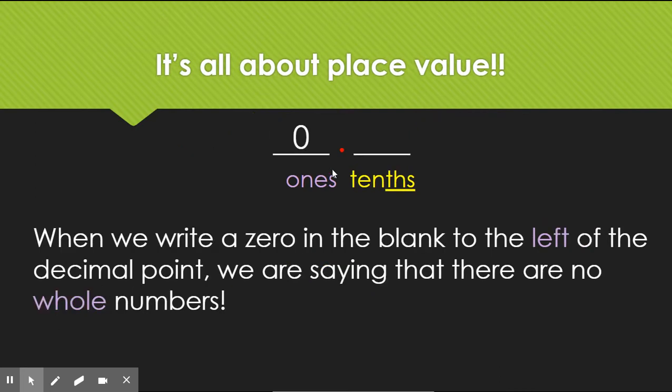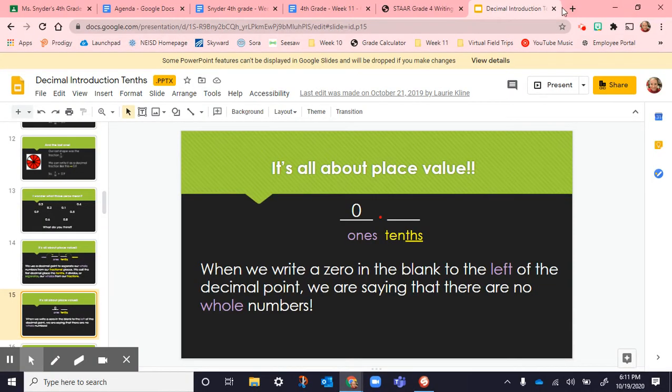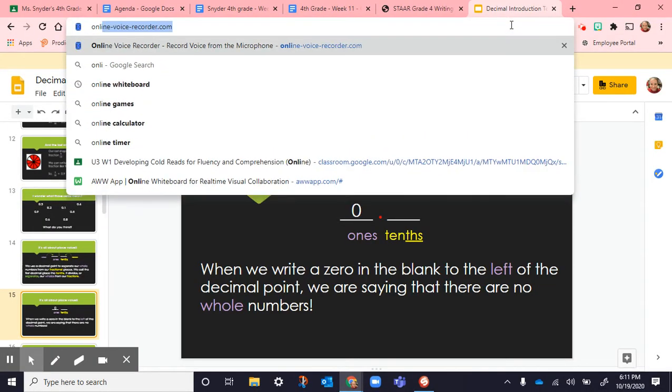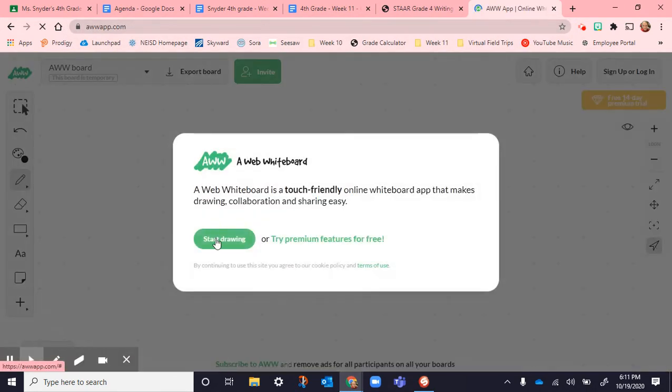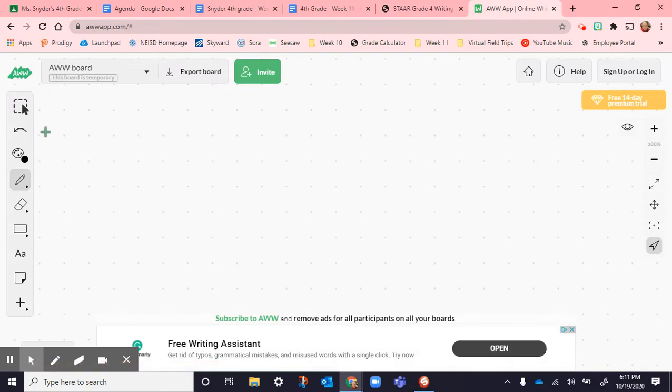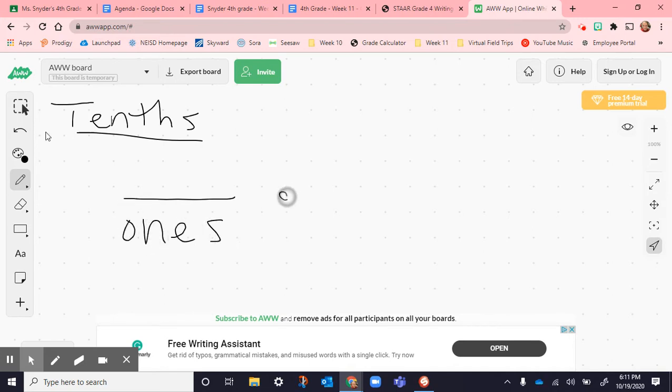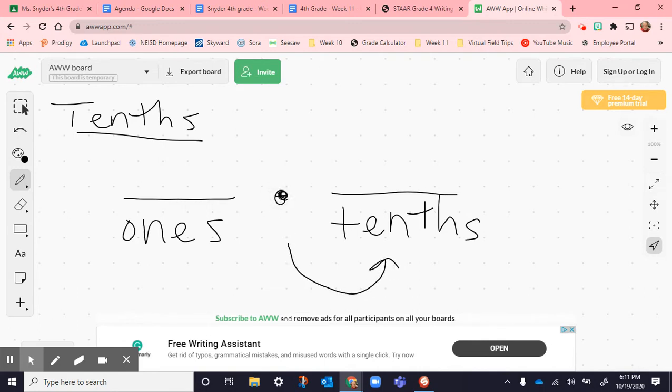All right, so we stopped there, and then we took some notes and we practiced. So let me bring up a whiteboard. We took some notes. We titled our paper Tenths. At the top, this is our ones place. We have our decimal point, and then we have our tenths. So again, notice you have the decimal point, and directly to the right is your tenths.